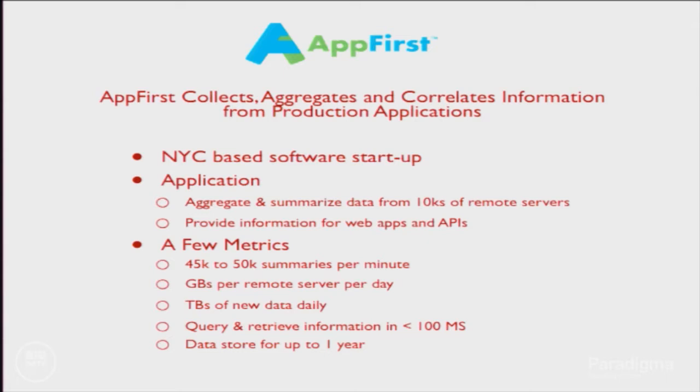What that ends up doing is that we end up collecting data from now tens of thousands of remote computers, sending data to us. It's a constant stream of data. We get that data three times a minute on a regular basis, nonstop. The result is that we're now summarizing 45 to 50,000 summaries every minute. That results in gigabytes per day from every one of those 10,000 remote servers. So we are therefore bringing in terabytes of new data every day.